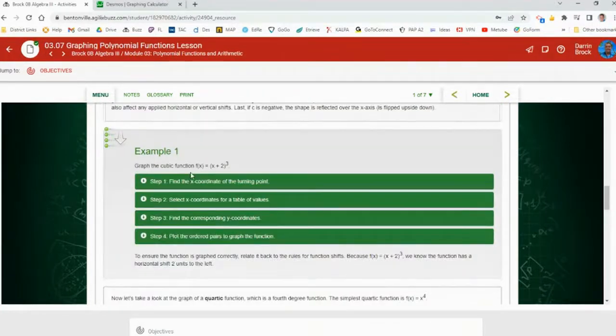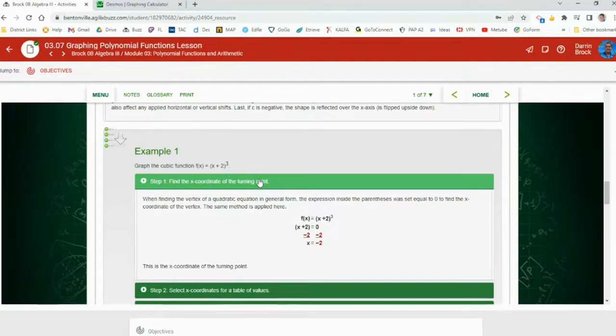All right, it says graph the function x plus 2 to the third power. So find the x coordinate of the turning point. Right? That's when this equals 0, x plus 2 equals 0. So the turning point is going to be x equals -2. That's the turning point for the x third.